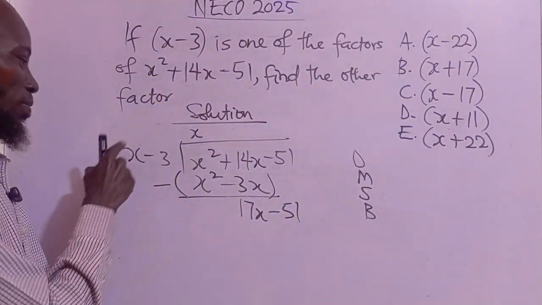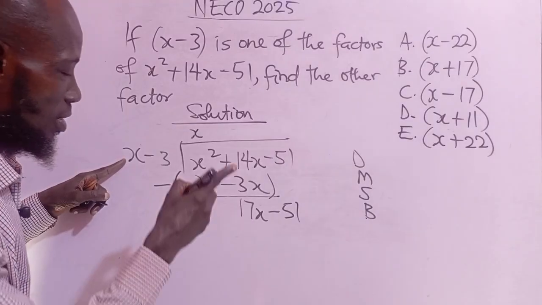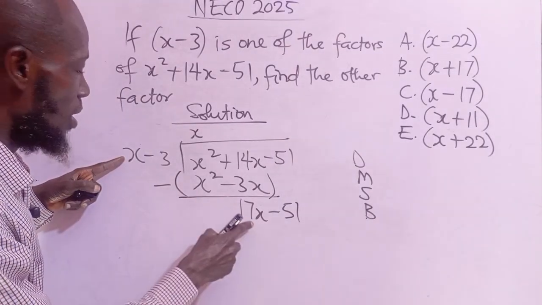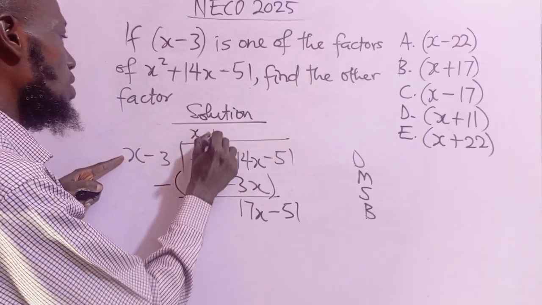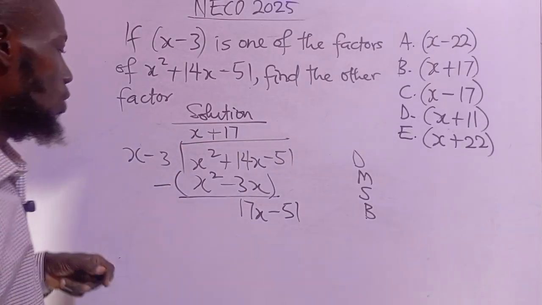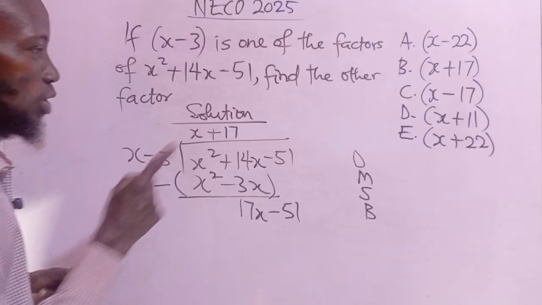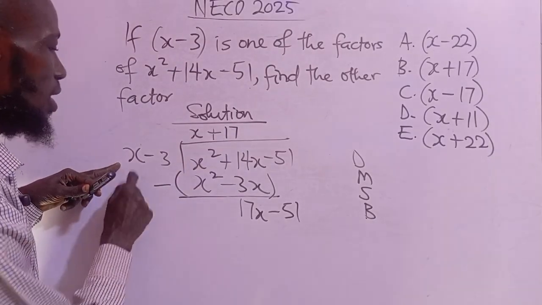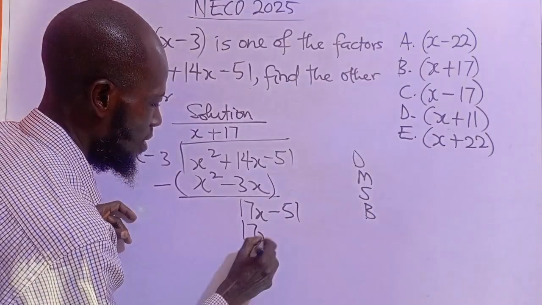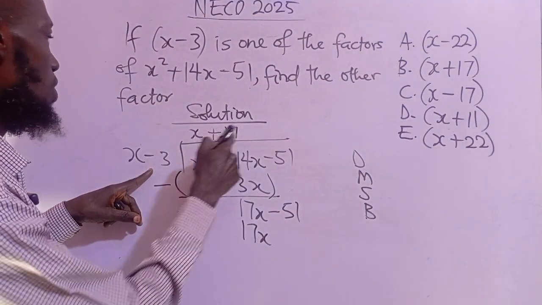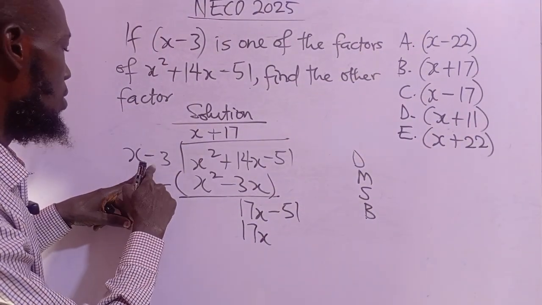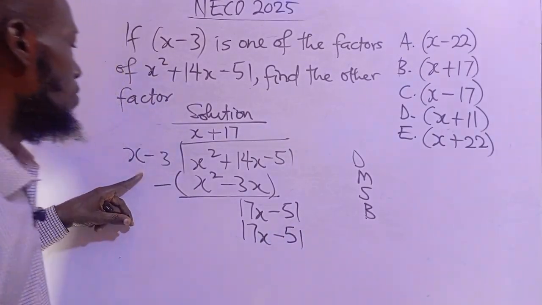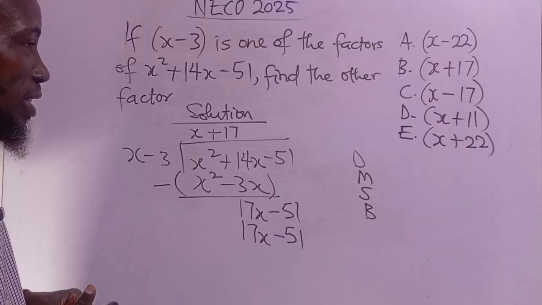Now you go again. So we divide. 17x over x will give us plus 17. That is plus 17. Now the next step is what? Multiplication. So we are going to multiply this with all this. So 17 times x will give us 17x. 17 times minus 3 will give us minus 51. Minus 51.